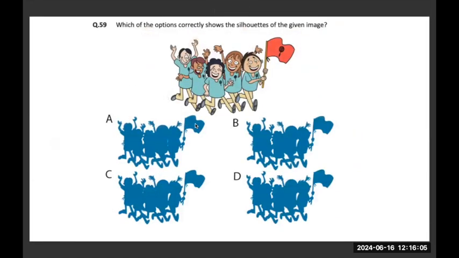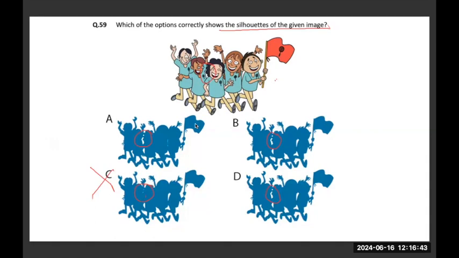Which of the options correctly shows the silhouettes of the given image? This is the image. You have to find its silhouette. In this case also, we will compare the options together like we did earlier. When I compare the options and try to locate the white space, C's white space is a little bit different. That white space is located here, so C is wrong because it shows very little white space. A, B and D's position is fine.